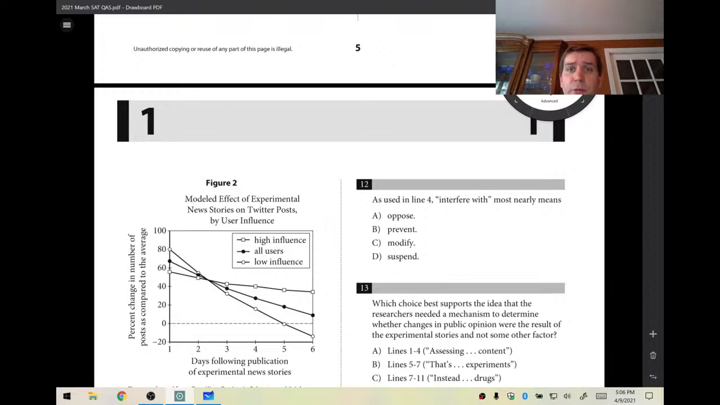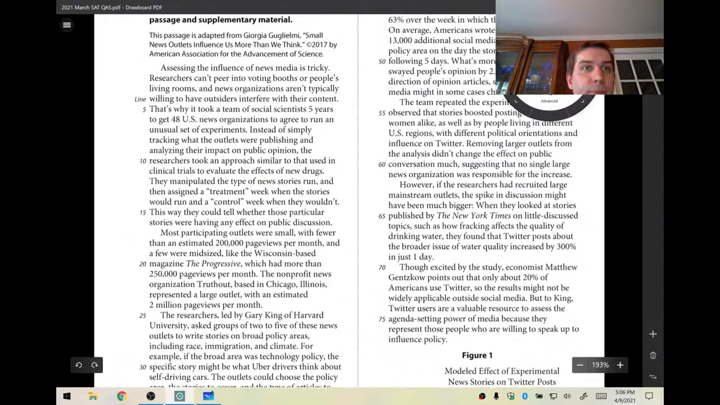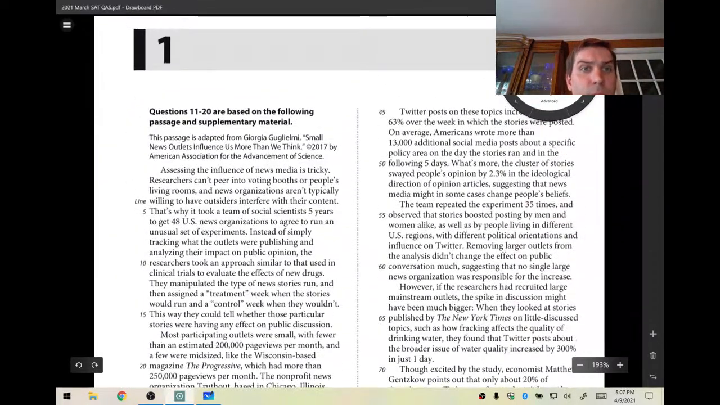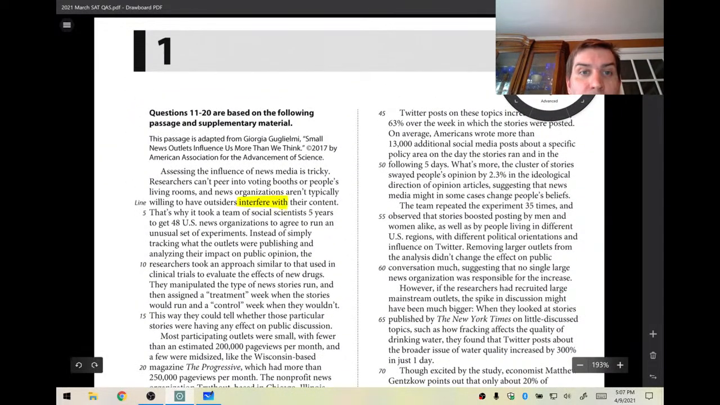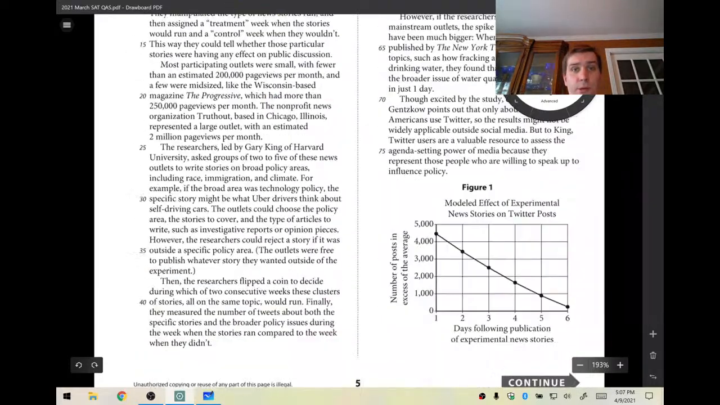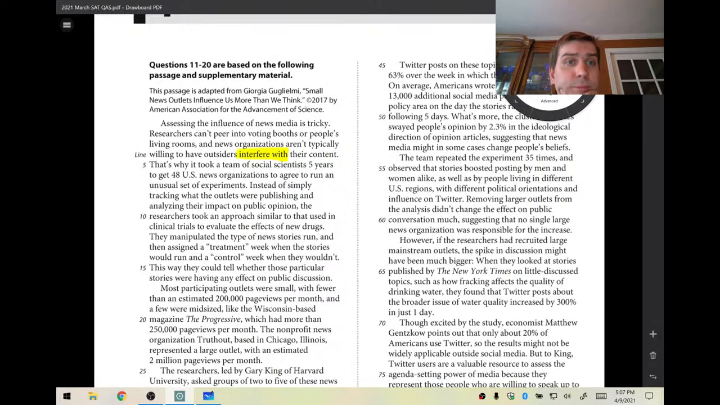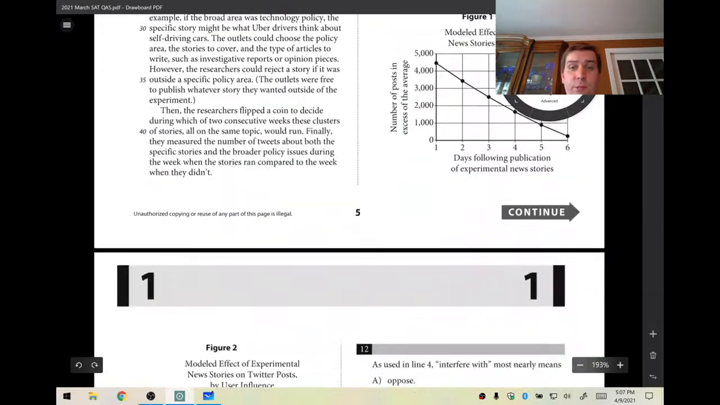As used in line 4, interfere with most nearly means what? I am just going to read the words back in the sentence. Let's try oppose for line 4. All right, here's 4. And what word am I looking for? Interfere with. Okay. So here we go. I'm going to read in various words for these 2 words. Let's try oppose. Assessing the influence of news media is tricky. Researchers can't peer into voting booths or people's living rooms, and news organizations aren't typically willing to have outsiders oppose their content. That makes no sense.